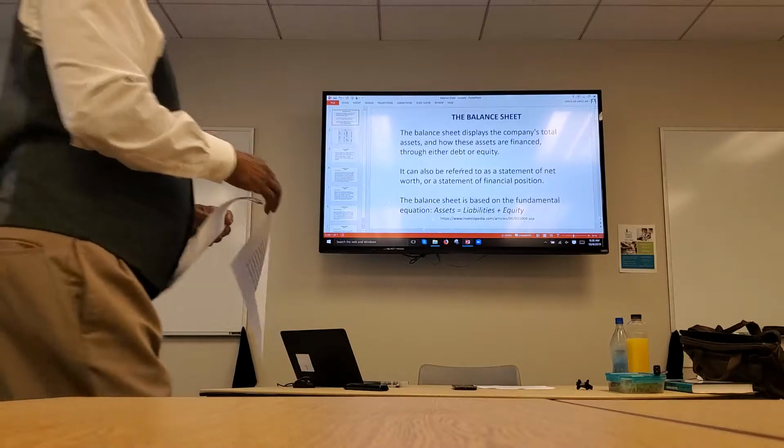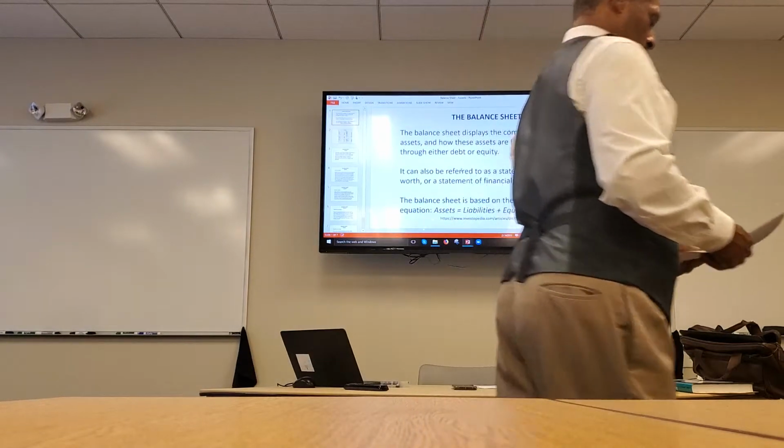Non-current assets on the following sheet. Who likes to read?